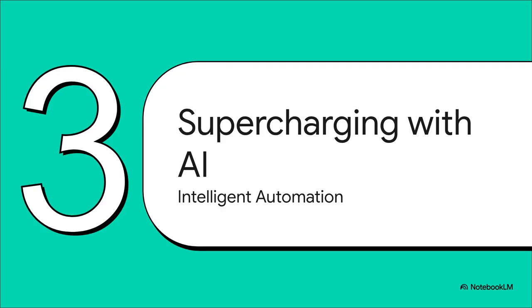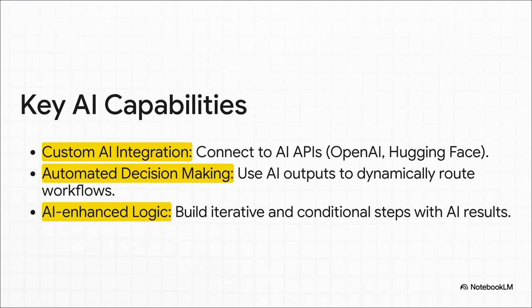Okay, so we've got the basics down, but let's take this to the next level. Basic automation is fantastic, but N8N also lets you plug artificial intelligence directly into your workflows. This is where you go from simple scripts to intelligent, adaptive systems. So you can connect to AI services you already know, like OpenAI, to do things like automatically summarize long incident reports or even generate draft release notes. But here's where it gets really powerful. You can use the output from an AI model to make decisions in your workflow.